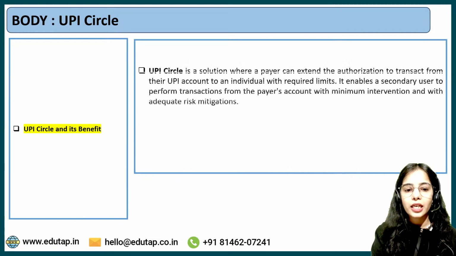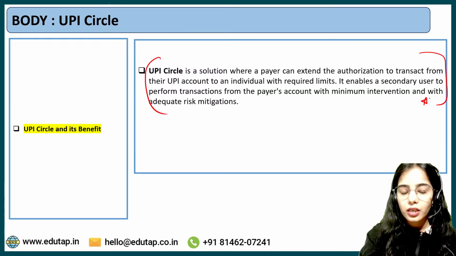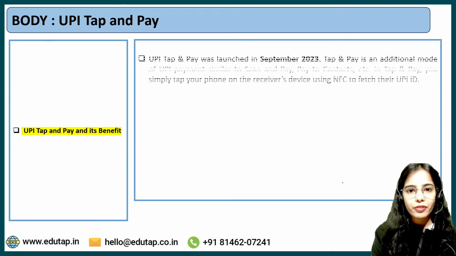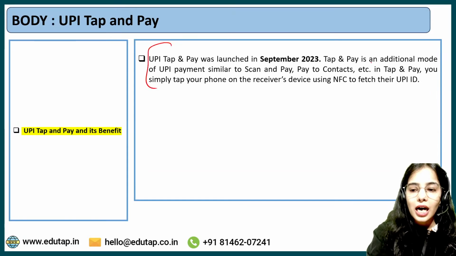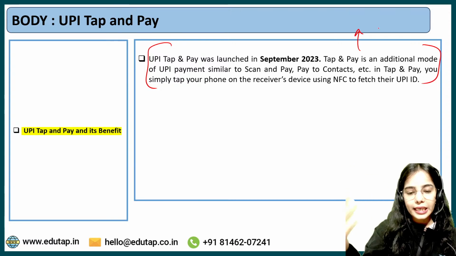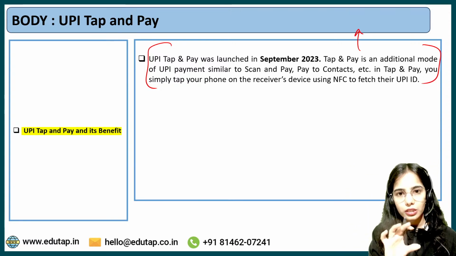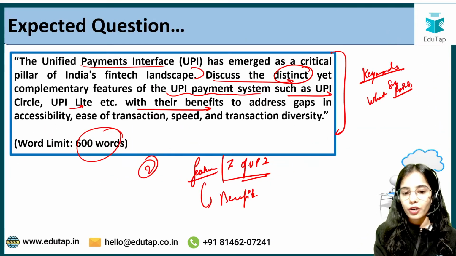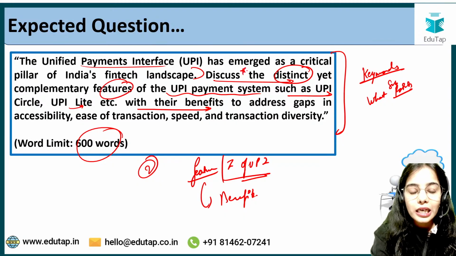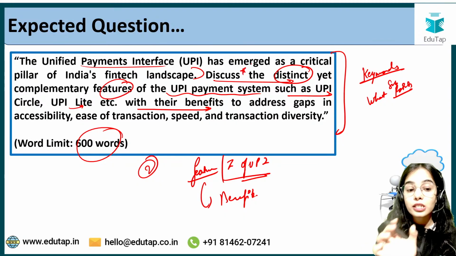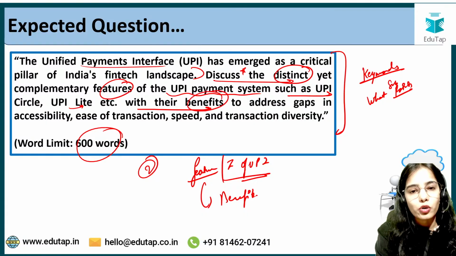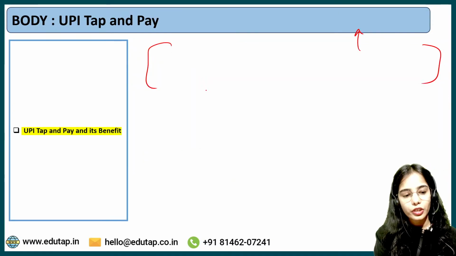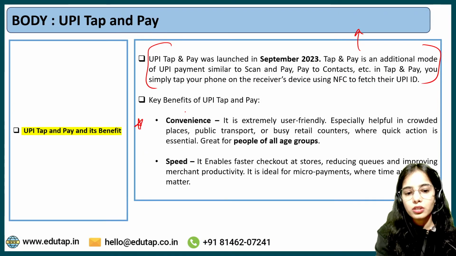Then UPI Circle, again write about the UPI Circle, and write about the main benefits of the UPI Circle. That is the idea. UPI tap and pay, we have discussed about the UPI tap and pay. I have provided you the material in the previous slides, so you just have to write about the feature. So always remember that the question has asked, it's not only the benefits that you have to write, it is the feature. Discuss the distinct yet complementary features. So you have to discuss the features and then you have to discuss about the benefits. Okay, so this is the idea. So discuss about the distinct features, and then discuss about the benefits.